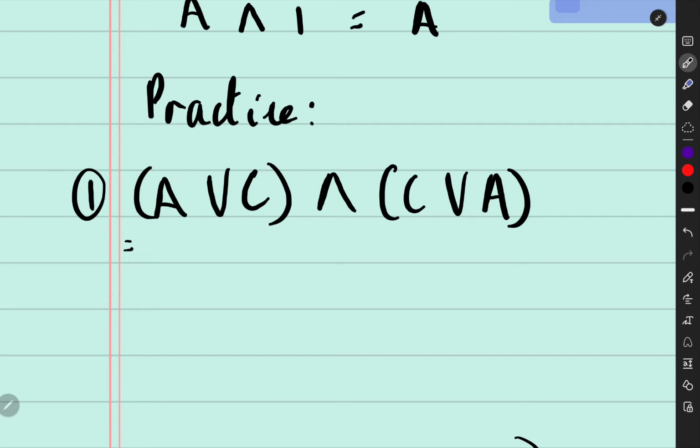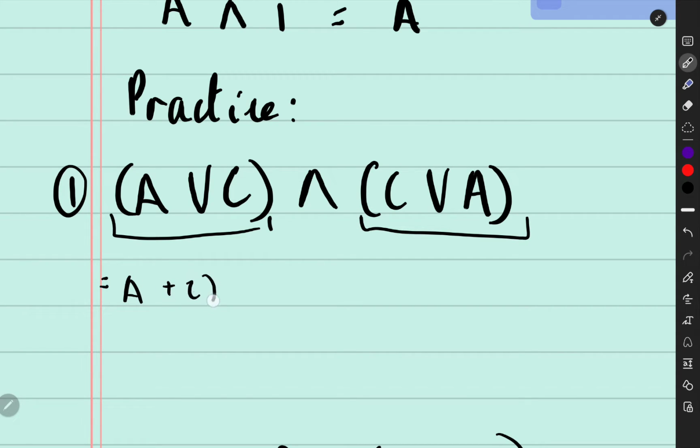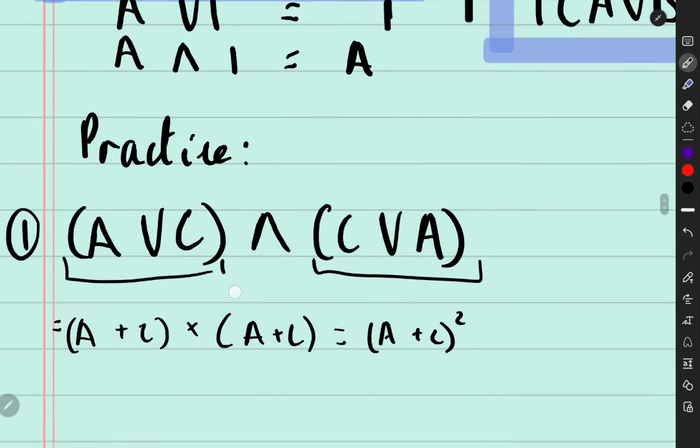All right, first thing to do is to write it algebraically. A plus, well, actually, first thing to do is to realize that this expression and this expression are the same, right? So A plus C times A plus C, or C plus A and whatever. But because these 2 are the same, it doesn't really matter. And what is this equal to? A plus C times A plus C. That's the same as A plus C all squared.